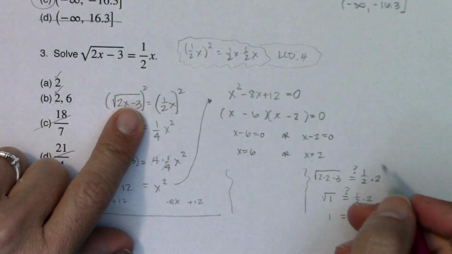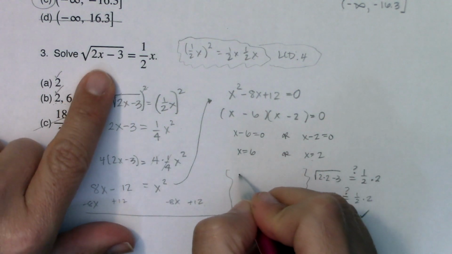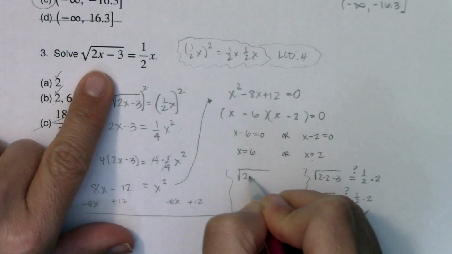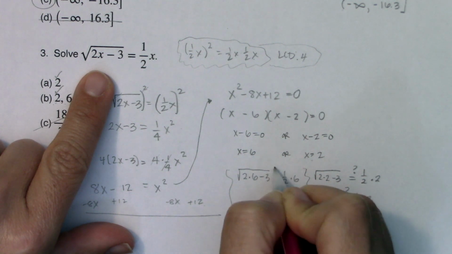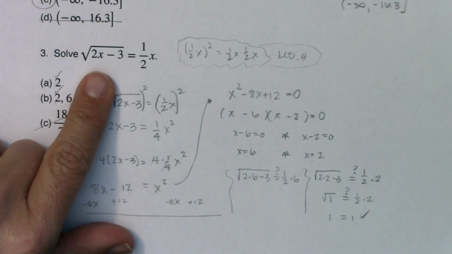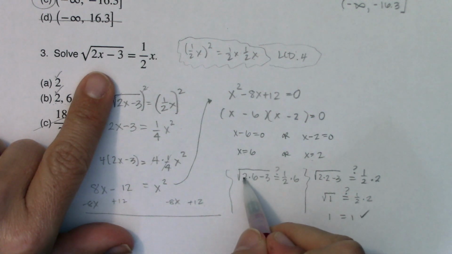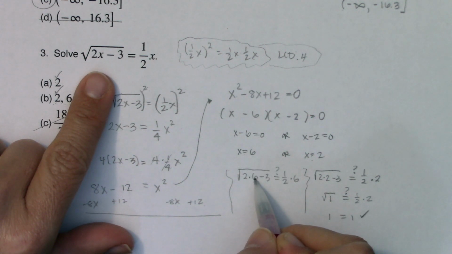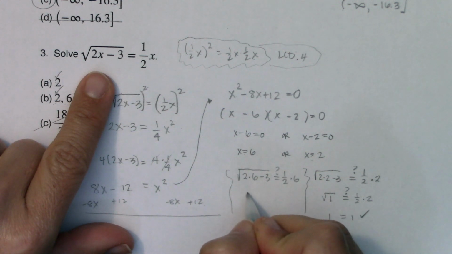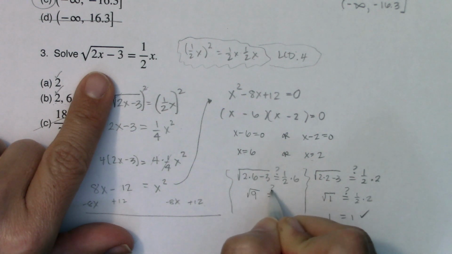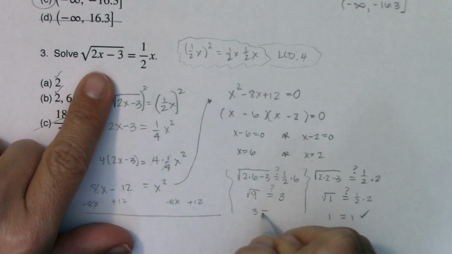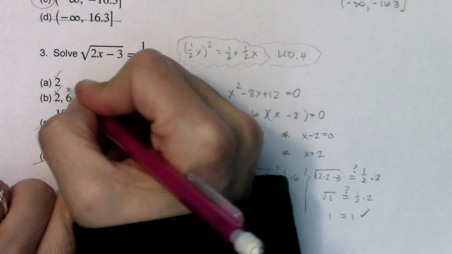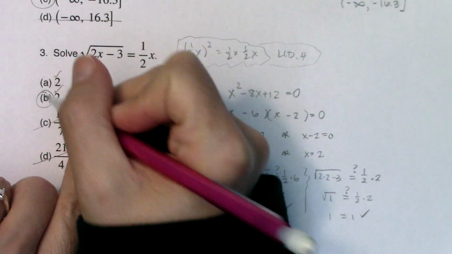Now let's check x equals 6. Let's see if that works. So I'm going to plug 6 in for x. Is the square root of 2 times 6 minus 3 equal to 1/2 times 6? I always put a little question mark over that equal sign until I determine, yes, it is equal, or no, it's not. All right, so 2 times 6 is 12. 12 minus 3 is 9. So this is the square root of 9 here. Is that equal to 1/2 times 6, which is 3? The square root of 9 is 3. That is equal to 3. So I want to include 6 as my answer also. So ultimately, I'm going to circle B.